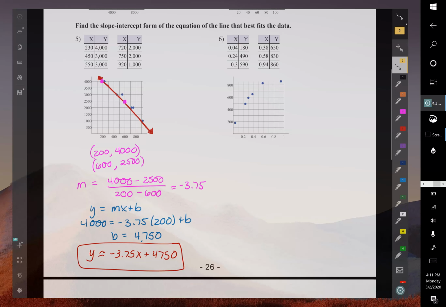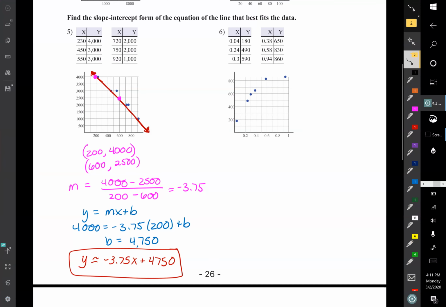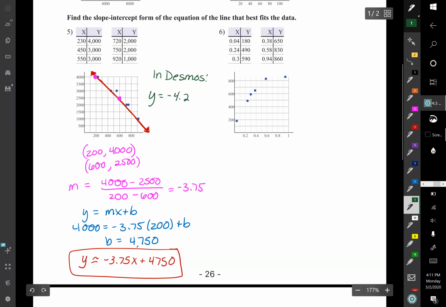and then you can just write that as your answer. So I'm going to go back over to the worksheet. In Desmos, we found it to be y equals negative 4.2, I'm just rounding, x plus 5044. Okay, so that's what this line was. So it is pretty close, and you saw what it looked like there.